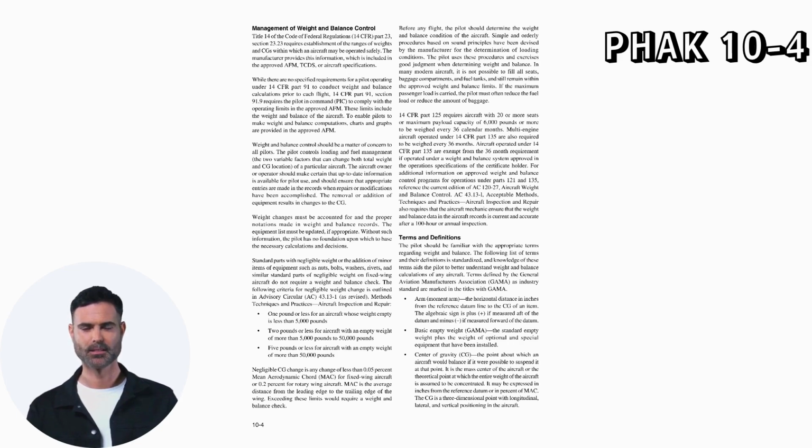Center of gravity, CG. The point about which an aircraft would balance if it were possible to suspend it at that point. It is the mass center of the aircraft, or the theoretical point at which the entire weight of the aircraft is assumed to be concentrated. It may be expressed in inches from the reference datum or in percent of MAC. The CG is a three-dimensional point with longitudinal, lateral, and vertical positioning in the aircraft.